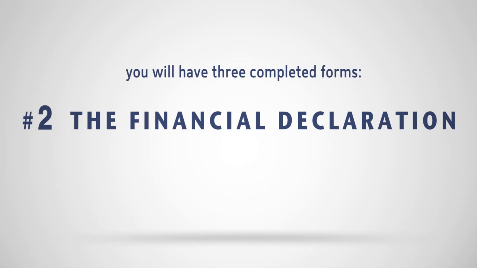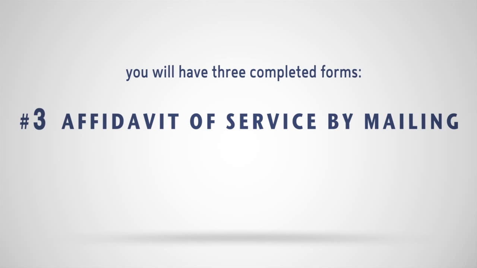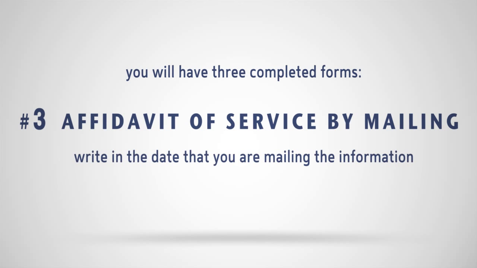The second form is the financial declaration form. Do not sign this form right now. This form must be notarized. That means a notary must watch you sign the form. You must attach a copy of your most recent pay stub to your financial declaration form. The third form is the affidavit of service by mailing. You will need to write in the date that you are mailing the information. This form also has to be notarized.